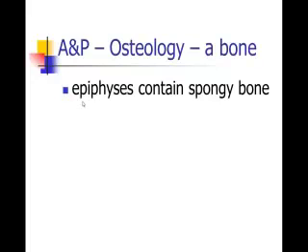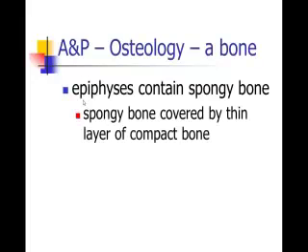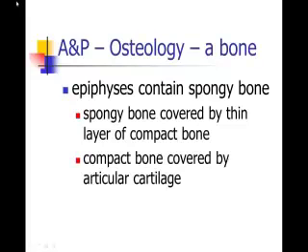Okay, so the epiphyses of both of them are going to contain the spongy bone, and spongy bone is going to be covered by a thin layer of compact bone, and we'll actually see a picture of that. Okay, and then the compact bone is covered by articular cartilage. Now you might think that the spongy bone is not very strong because it looks like it's got all these spaces in it. It actually turns out that it is quite strong.